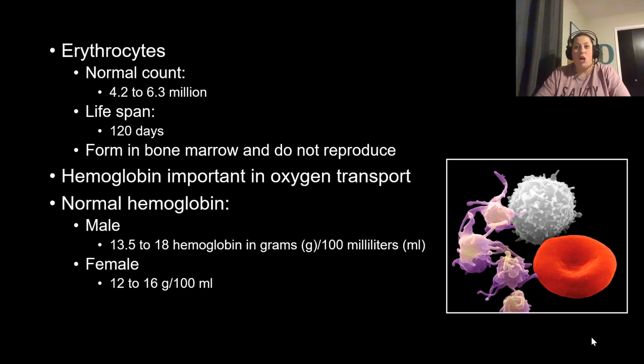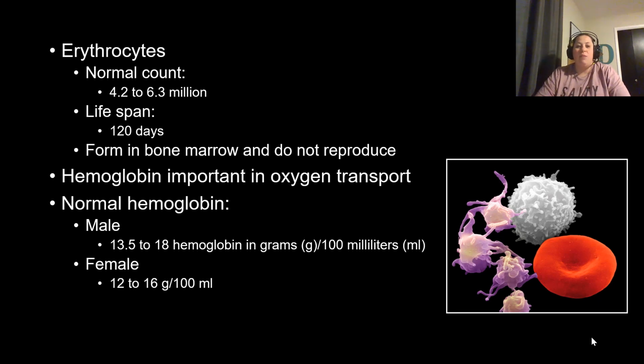They do not reproduce on their own, so they have to come from stem cells that are found in your bone marrow. Hemoglobin is the important protein that is found inside of these red blood cells. It is the protein that allows them to carry oxygen, which is their main job. We see that there are normal hemoglobin levels, but they're going to be different between men and women, and this is based on how much blood is present. Men tend to have a little more volume of blood than women do. So there should be anywhere between 13.5 to 18 grams of hemoglobin per 100 milliliters of blood.